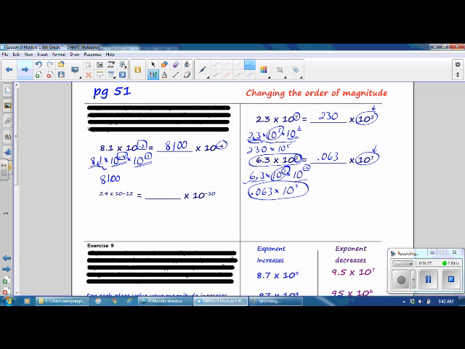8100 times 10 to the negative 4. In our last example, we want to change our exponent from negative 12 to negative 10. So we have 2.4 times 10 to the negative 12 times, whoops, that should not be negative 12. Let's start that over. 2.4 times 10 to the negative 10.